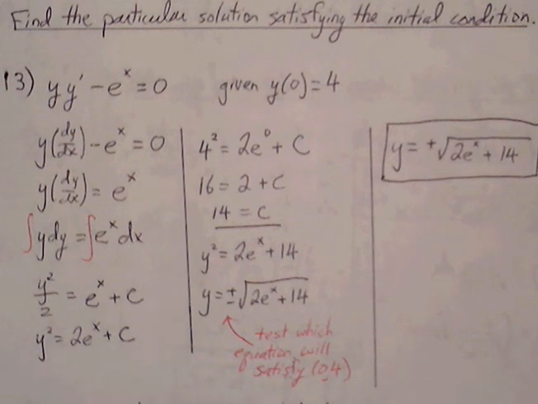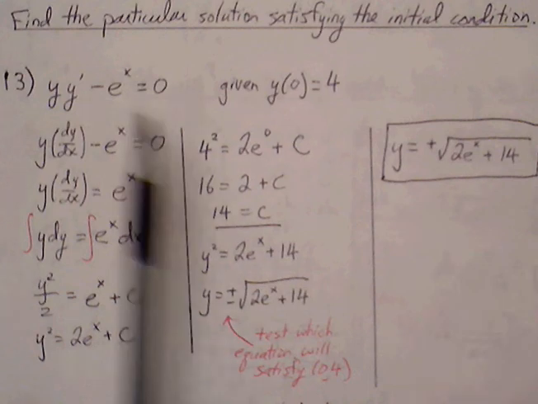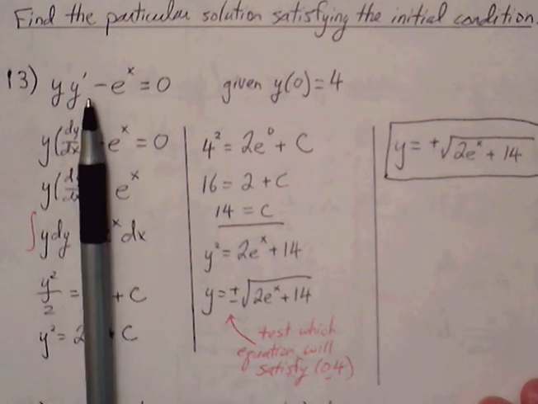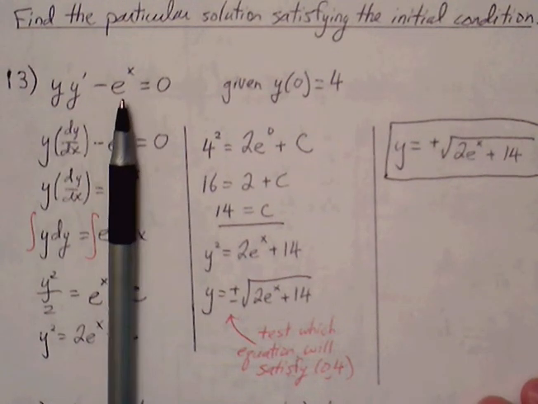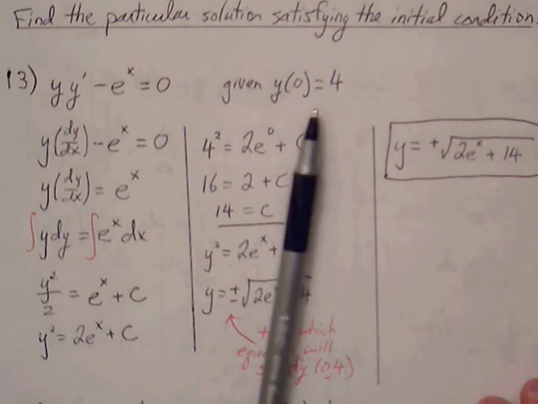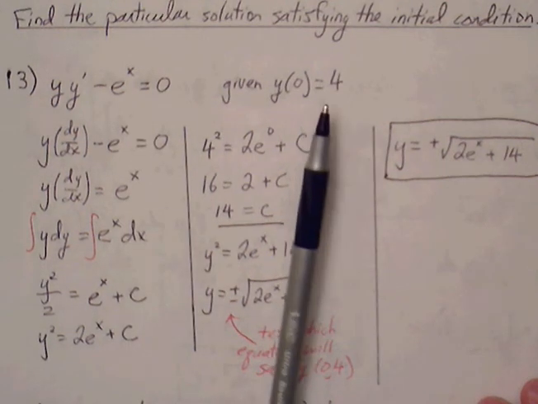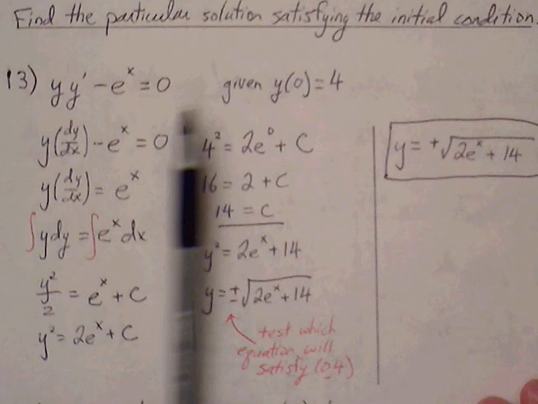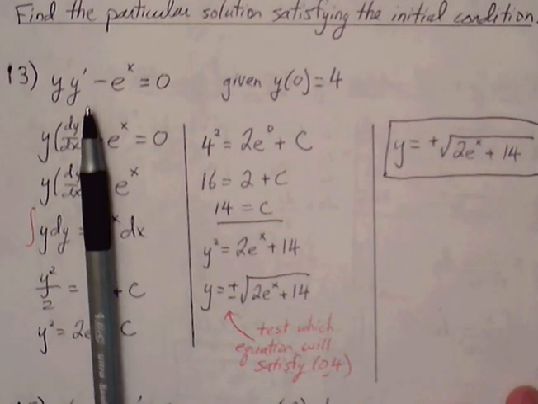Find the particular solution satisfying the initial condition. So we want to find the solution for this differential equation, but then we have a specific ordered pair that we can use to solve for c. Okay, but first we need to find the general solution.